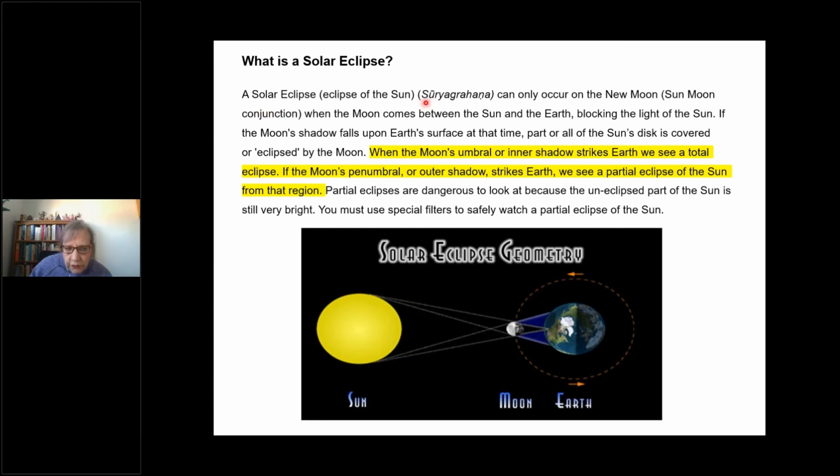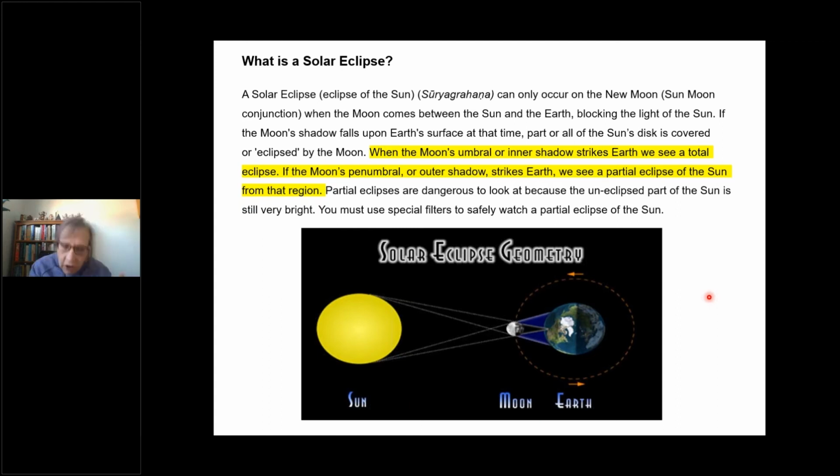So the solar eclipse, though, the eclipse of the sun, can only occur obviously on the new moon, or the sun-moon conjunction, when the moon comes between the sun and the earth. So it blocks the light of the sun. And if the moon's shadow falls upon Earth's surface, then part or all of the sun's disk gets covered or eclipsed. When the moon's umbral, or inner shadow, strikes Earth, we see a total eclipse. If the moon's penumbral or outer shadow strikes Earth, we see a partial eclipse.